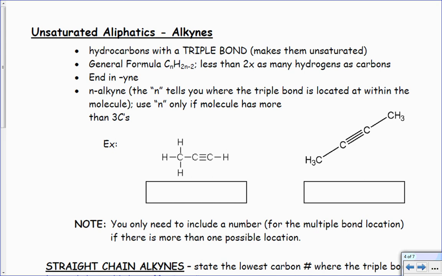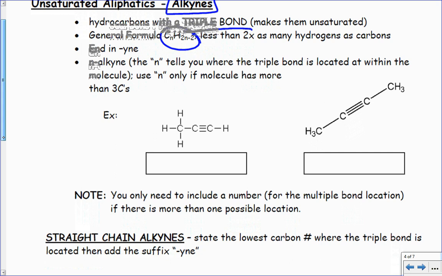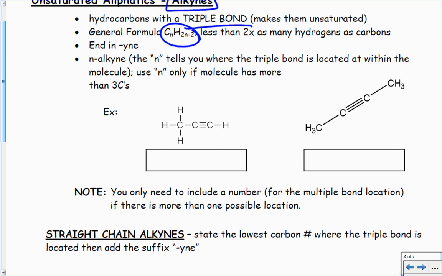Okay. Now, triple bonds are the alkynes. I pronounce it alkyne. That's how I pronounce it. I'm not sure how Monaco does it. Basically, there is this triple bond. It's going to have a new equation. Now it's 2n minus 2 because I'm going to lose 2 more hydrogens to that bond. I'm going to end it in -yne. The n tells me where the triple bond is, of course.